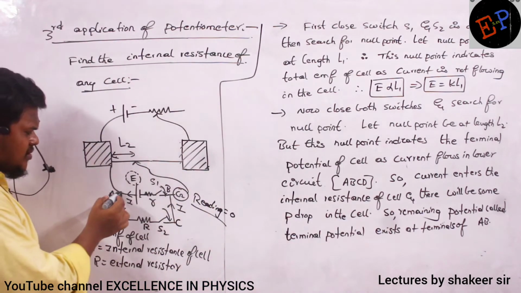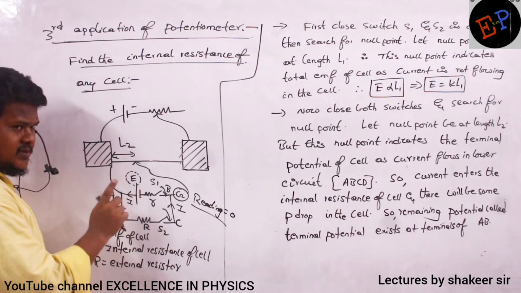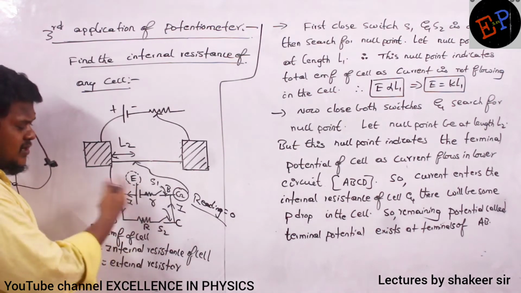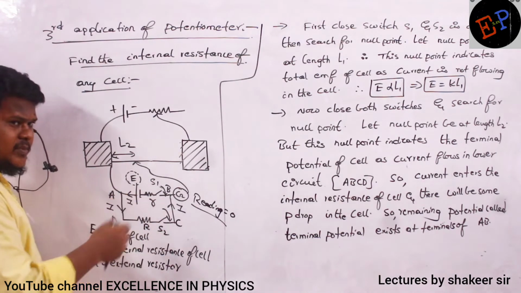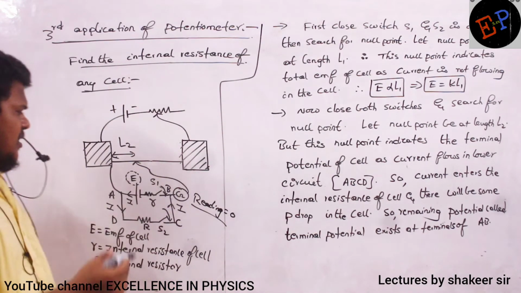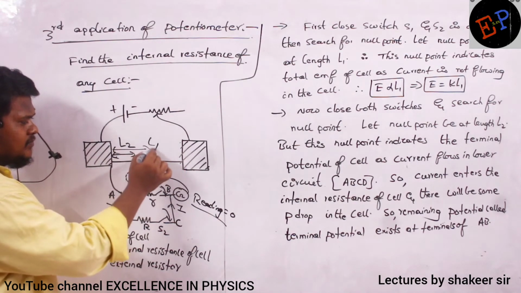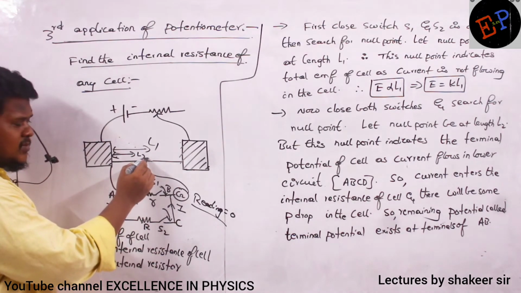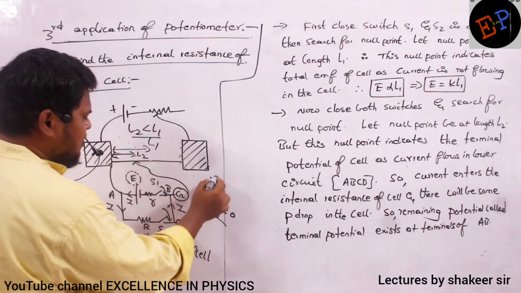So in between these two points A and B, which potential is present? Only the terminal potential is present, EMF is not present, because current is flowing. If current doesn't flow, EMF remains EMF, but current is flowing, so there is some drop. The remaining voltage between A and B is only the terminal voltage. That is why the length also reduces. Previously the length was L1. After joining both switches, the length is only L2. L2 is less than L1. Why? Because the terminal potential is less than the EMF.